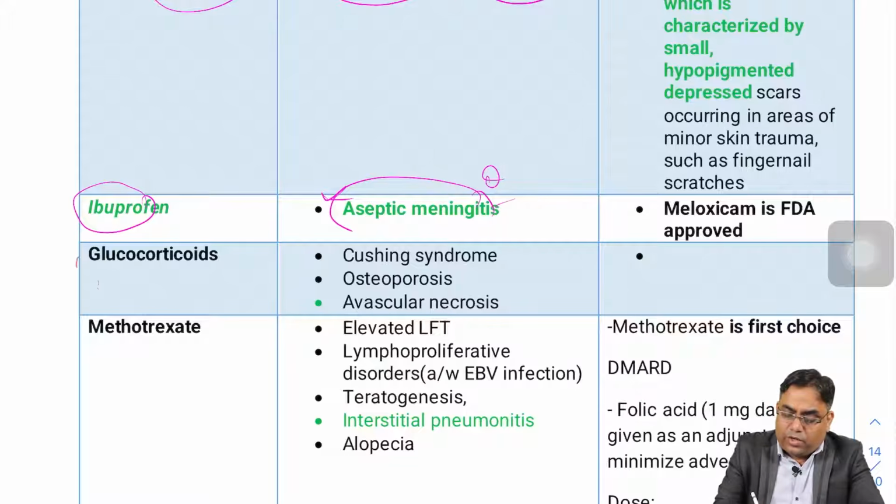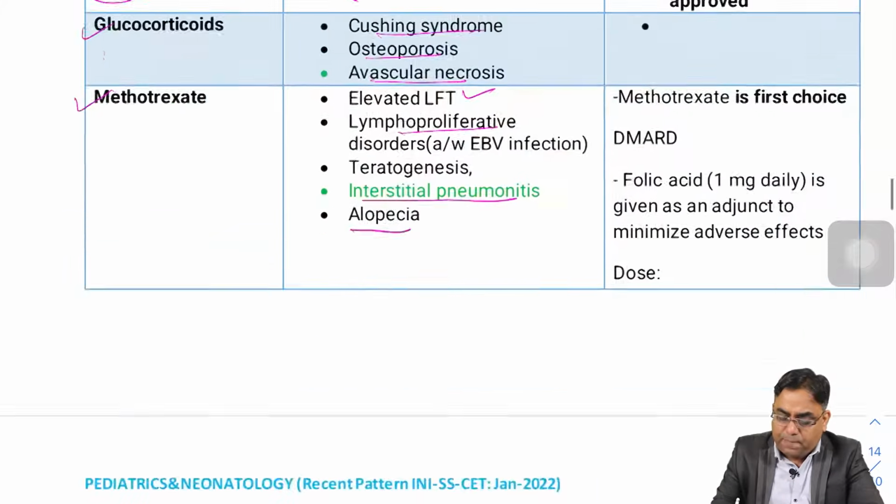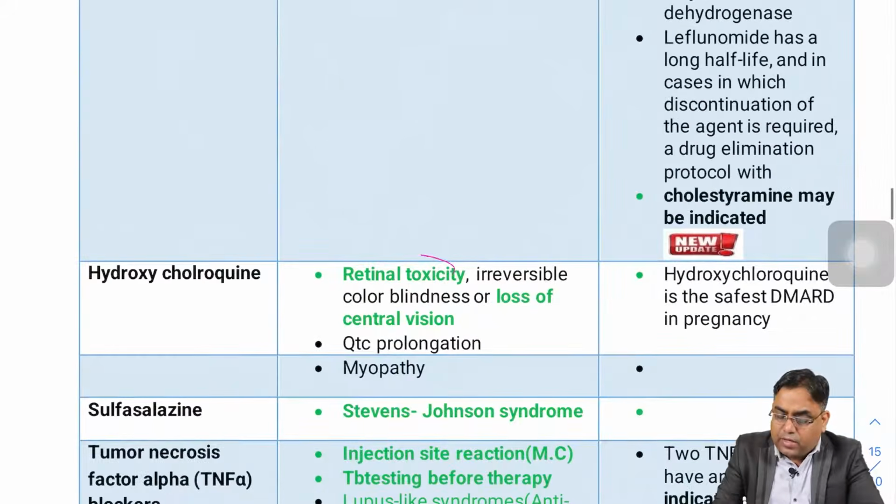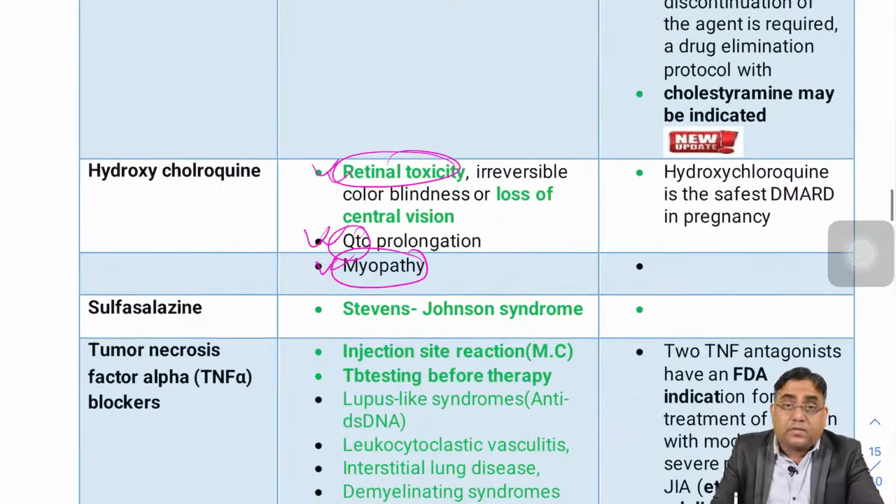The glucocorticoid side effects, you know, are Cushing syndrome, osteoporosis, avascular necrosis. Methotrexate causes elevated liver enzymes, lymphoproliferative disorders, interstitial pneumonitis, and alopecia. Next is leflunomide, which causes peripheral neuropathy and alopecia also. Hydroxychloroquine, retinal toxicity, you know very well, and QTc prolongation and myopathy. Sulfasalazine causes Stevens-Johnson syndrome.